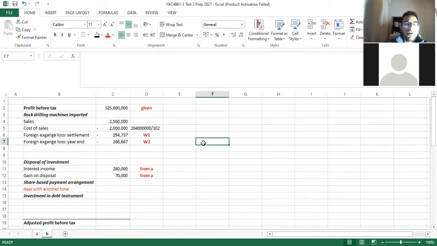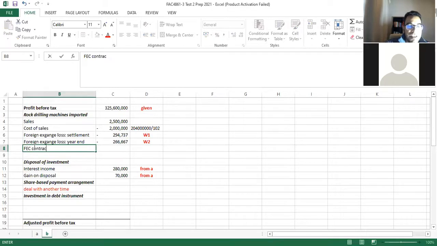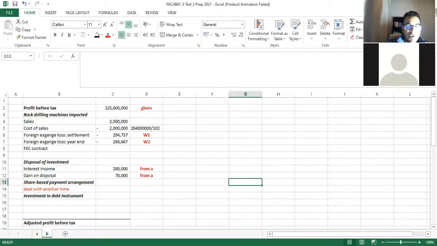The last thing we have to deal with now is the FEC contract. That's the last thing we're going to have to deal with. So remember, because each of it was a loss, the liability increased, so a liability increase on the credit side. For every credit, there must be a debit. The debit implies it is a loss. Because both of it is a loss, it reduces profit or loss, so therefore it is negative. Now we will deal with the FEC contract.